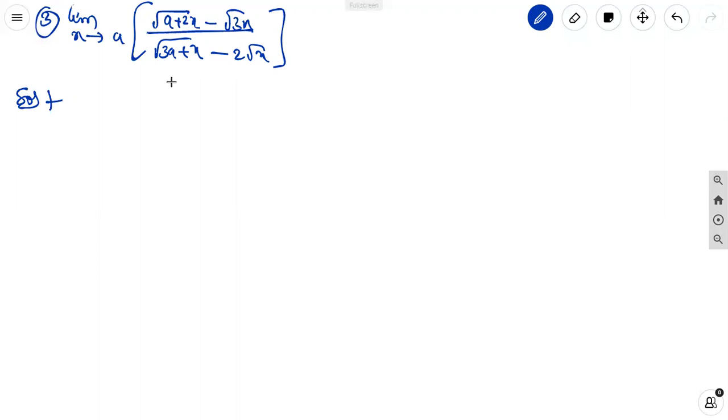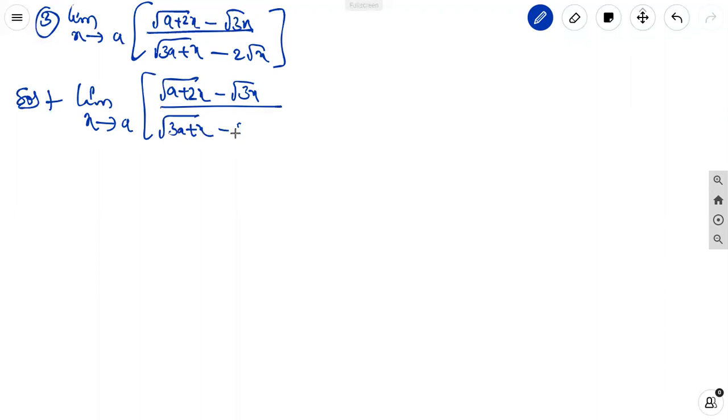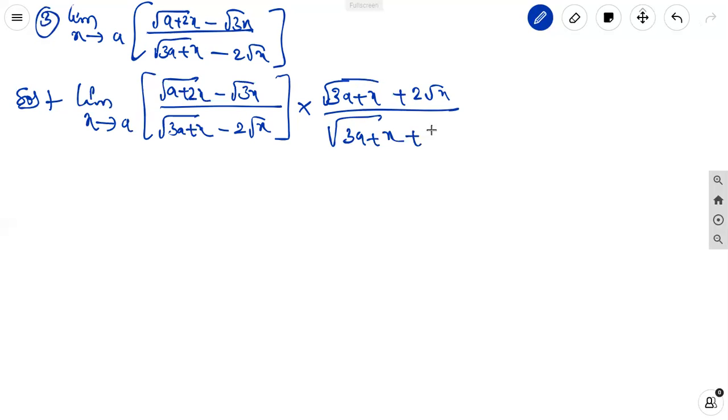In that case, you can rationalize. So the given problem is limit x tends to a, (root of a plus 2x minus root 3x) by (root 3a plus x minus 2 root x). When we substitute x equal to a, the numerator and the denominator are both reduced to 0, so you can't apply it directly; take the rationalization. For the denominator, multiply by root 3a plus x plus 2 root x by root 3a plus x plus 2 root x.